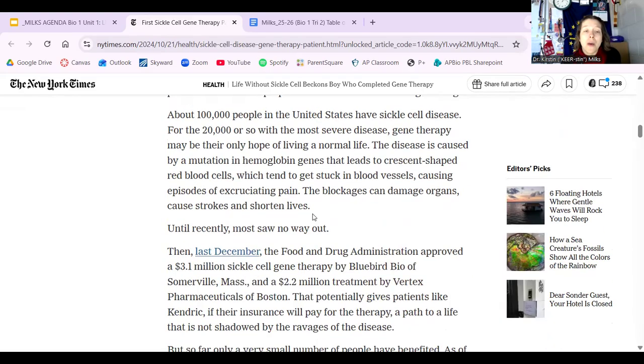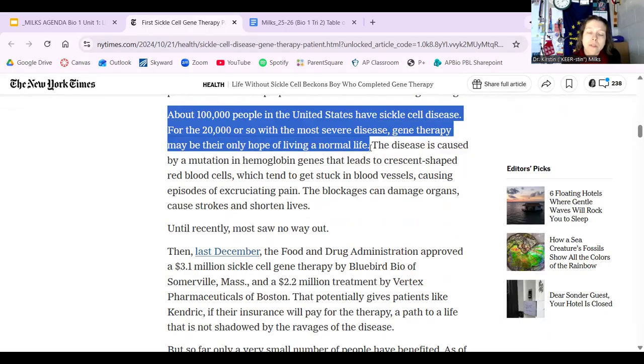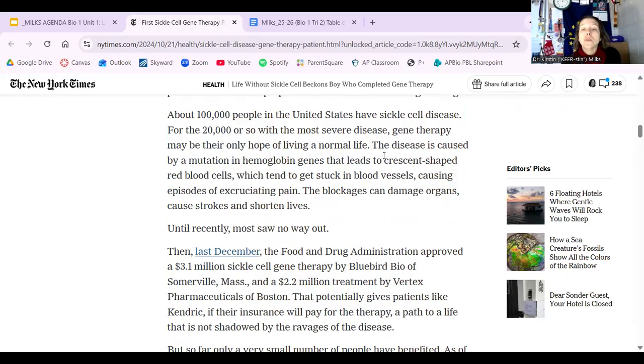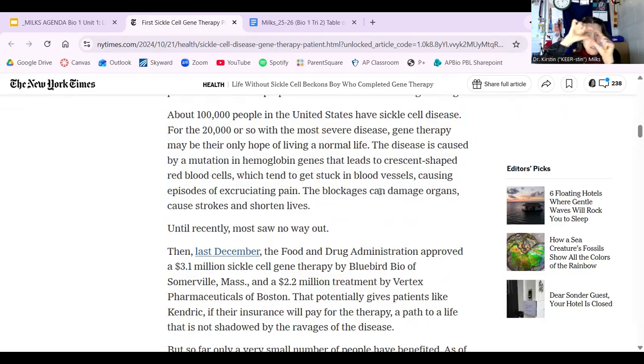So let me tell you about sickle cell. About 100,000 people in the US have sickle cell disease. And for the 20,000 or so with the most severe disease, gene therapy, advances in medicine, may be their only hope of living a normal life. You learned that the disease, sickle cell, is caused by a mutation in hemoglobin genes, if you researched this one, that leads to crescent-shaped red blood cells, like croissants, which tend to get stuck in blood vessels, causing episodes of excruciating pain. The blockages can damage organs, cause strokes, and shorten lives. Until recently, that's what life was like if you ended up with this mutation twice in your genome.